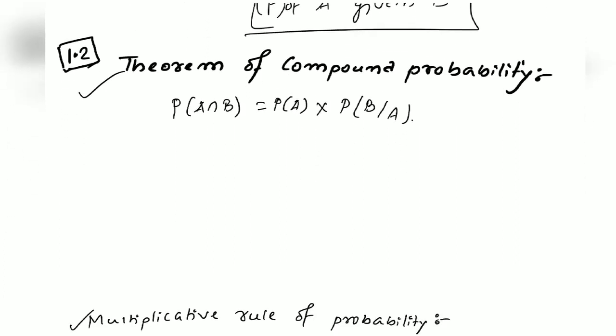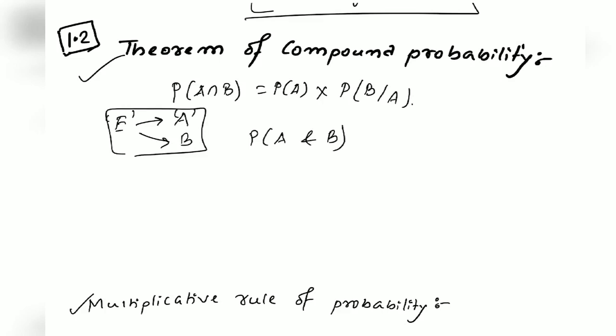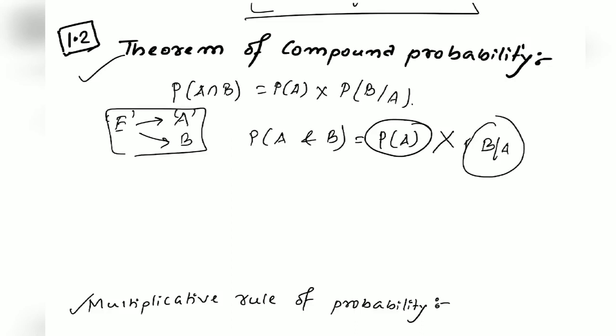So this is the theorem of compound probability. It says that suppose we are having an experiment E where we are having an event A and another event B. Now the probability of occurrence of A and B simultaneously is nothing but the product of the probability of A into the conditional probability of B given A. Because we are trying to find the probability of B given A, this is nothing but the theorem of compound probability.